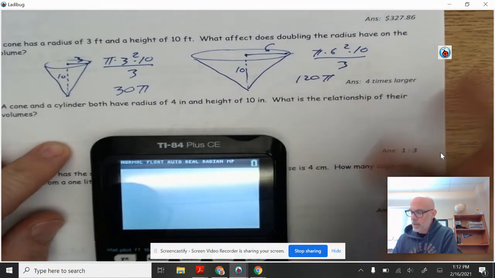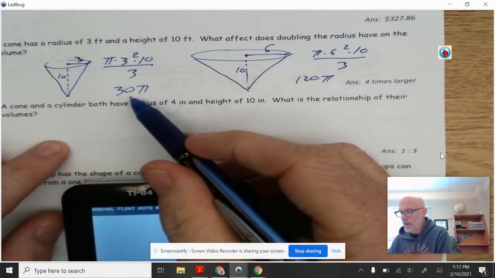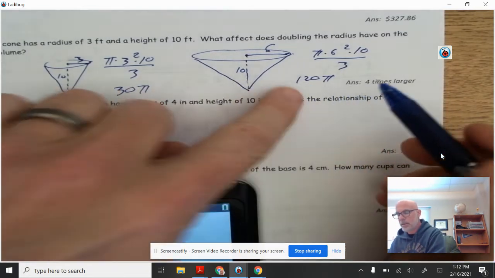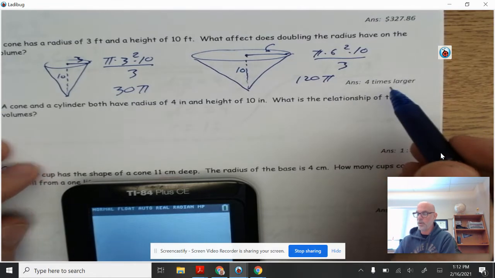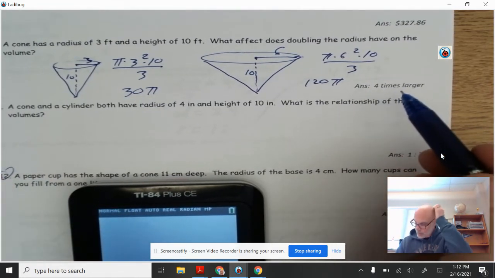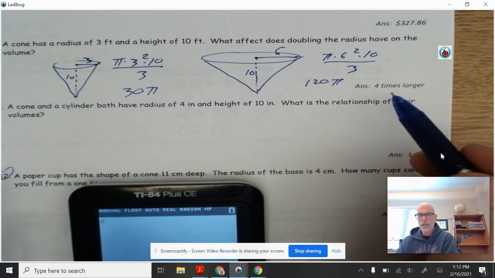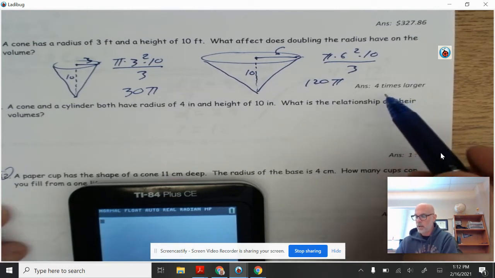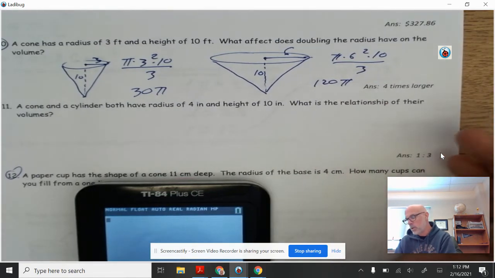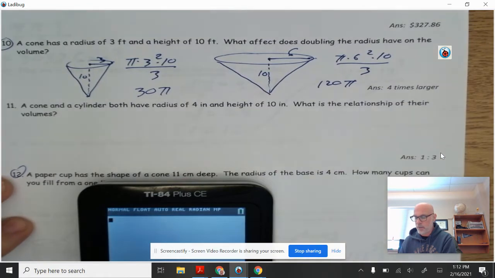Okay, so anyway, look at the difference. That's 30 pi, and this one you would have thought was going to jump up to double that, which would be 60 pi. It didn't. It was 4 times larger. So that's a little conversation that we're going to have when we start doubling or changing one of the dimensions. What does it do to the overall volume? What does it do to an overall surface area? That's something that we're going to talk about here in a few days.